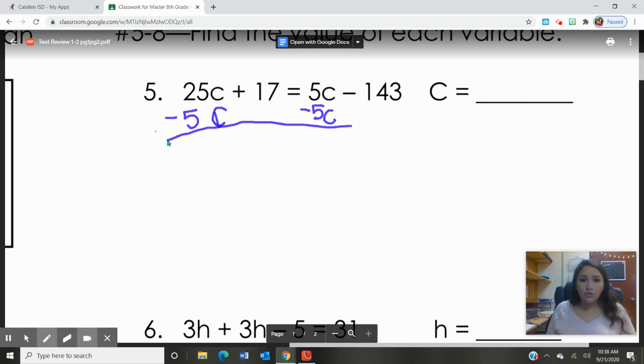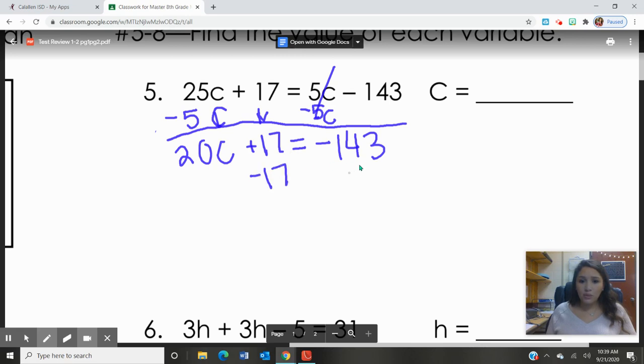So I'm going to go ahead and draw a line here. This cancels out. I'm just left with negative 143 on this side of my equal sign. And then I have 25c, and I take away 5 of them. I'm left with 20c. And then I'm just going to bring down this 17, so plus 17. Okay, so my next step is to see what number is being added or subtracted to my variable. That number is 17. Right now it's being added, so I have to do the opposite, and I'm going to subtract 17 from both sides.